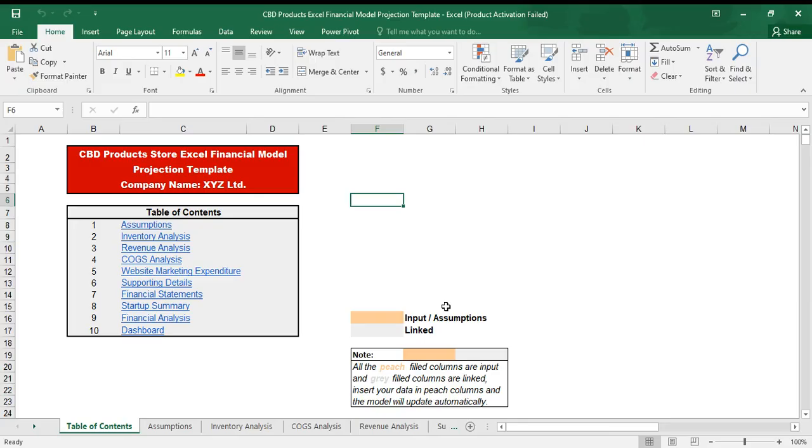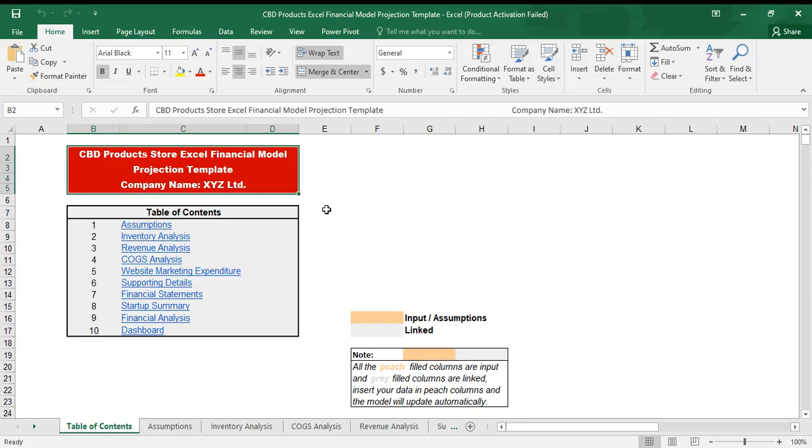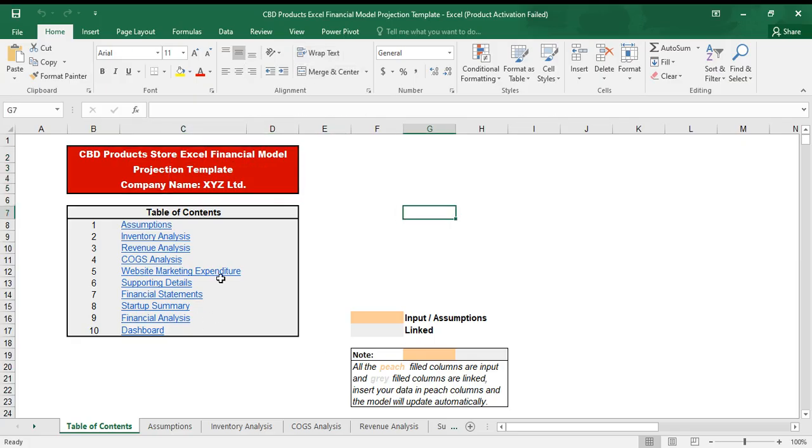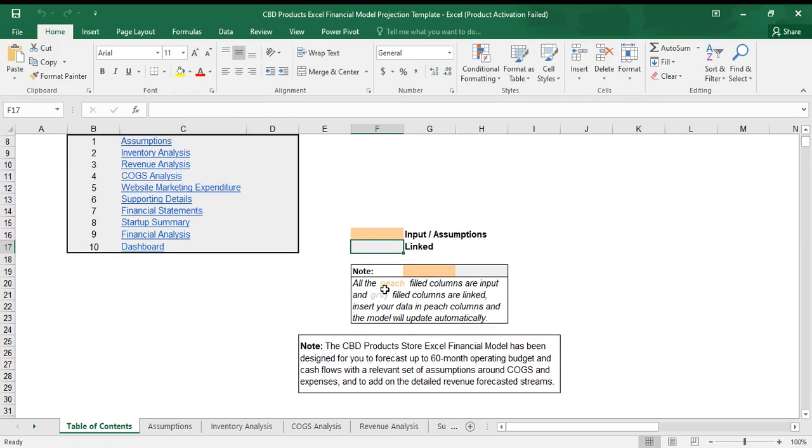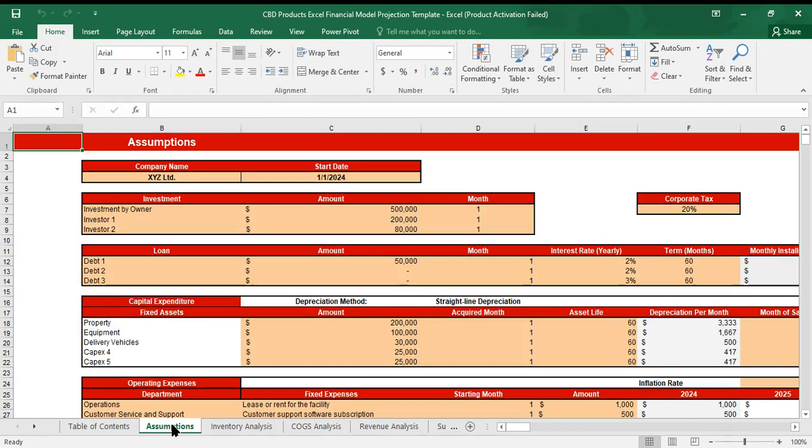Today we are back with a new Excel model for a retail business, and this time it is a CBD product store. In order to review this financial model template, we are going to go through these 10 different sheets or tools. Note that these yellow cells represent the input or the assumption cells, which means that we have to make adjustments in these cells, while the gray cells are not the cells in which you will make adjustments because these are the linked cells or these contain formulas.